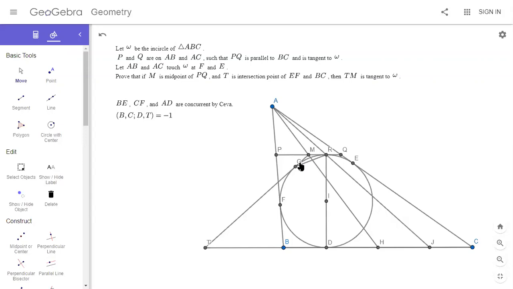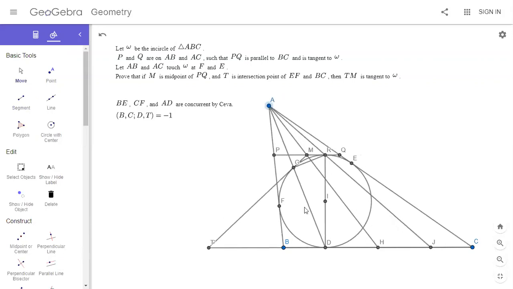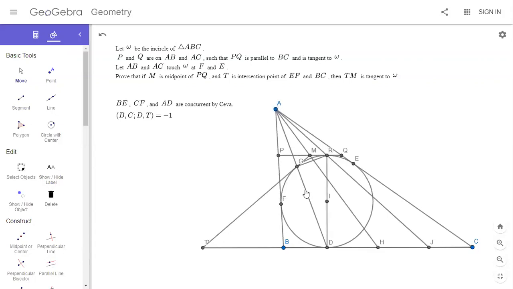Is A, G, and D collinear? That would be interesting. Let's check that out. Ah, that looks true. Okay, how do we show that A, G, and D are collinear? We got a fancy theorem here. That's what Lynn's saying in the chat.